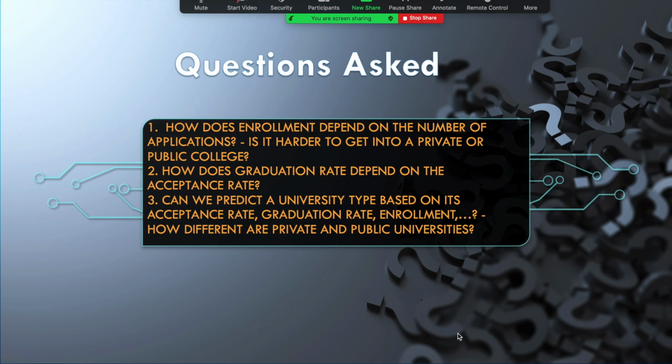Before conducting our investigation with the data, our questions were: how does enrollment depend on the number of applications, and is it harder to get into a private or public university? We also wanted to ask how does graduation rate depend on the acceptance rate. And another question was, can we predict the type of university based on the acceptance rate, graduation rate, enrollment, and how different are private and public universities?